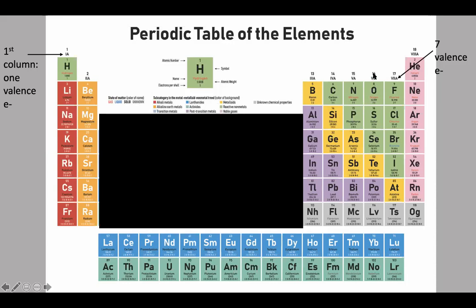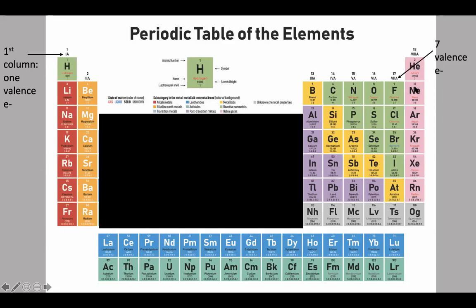So oxygen has 6. Here we see the VI. That means 6 valence electrons. It needs 2 more. Nitrogen has 5. Carbon has 4. So it's in order. So this column has 1 valence electron, the first one. The second column has 2 valence electrons. Jump over here. That's why we're ignoring that whole middle part, that big black box that I put over it. This column has 3 valence electrons, 4, 5, 6, 7.